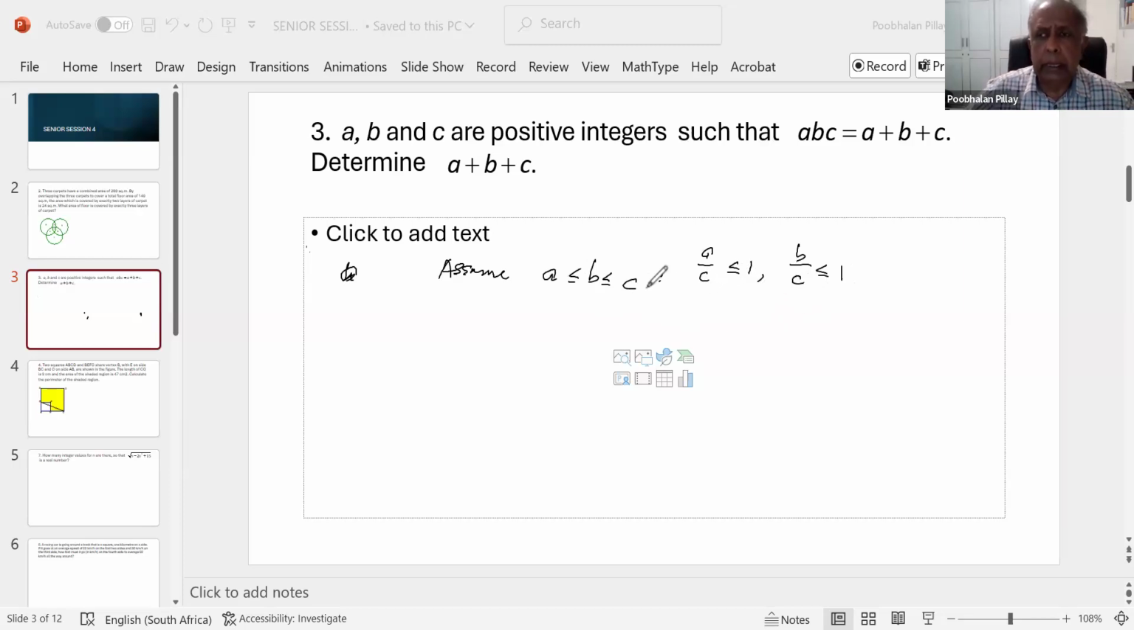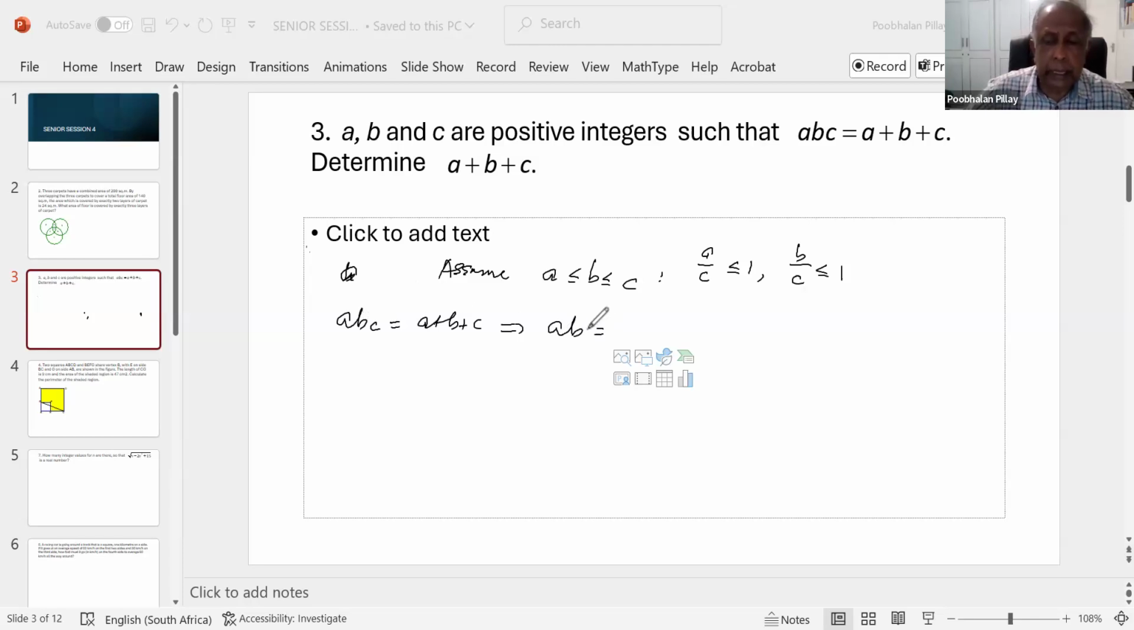Now, why do I need that? Because I want to take this equation here, ABC equals A plus B plus C, and I'm going to use this fact here that A over C is less than or equal to 1. And how do I use that? To do that, I have to divide right throughout by C. So let me divide on both sides by C.